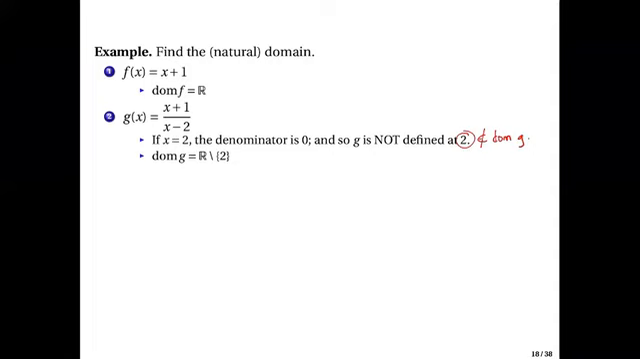Which means the domain of g is the set of real numbers except... So this is a backslash. So the set of real numbers except the set containing 2. Let me rewrite this again. You have the set of real numbers except, so this is a backslash, I'll emphasize that backslash, the set containing 2. So this means we are removing this element 2.